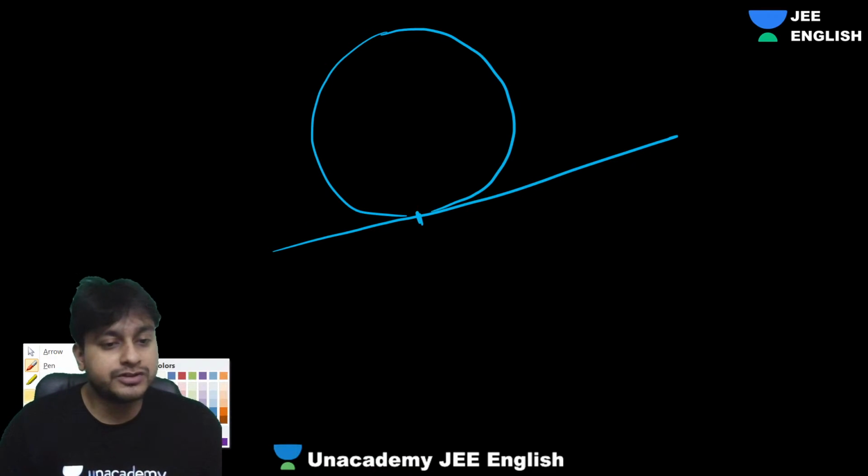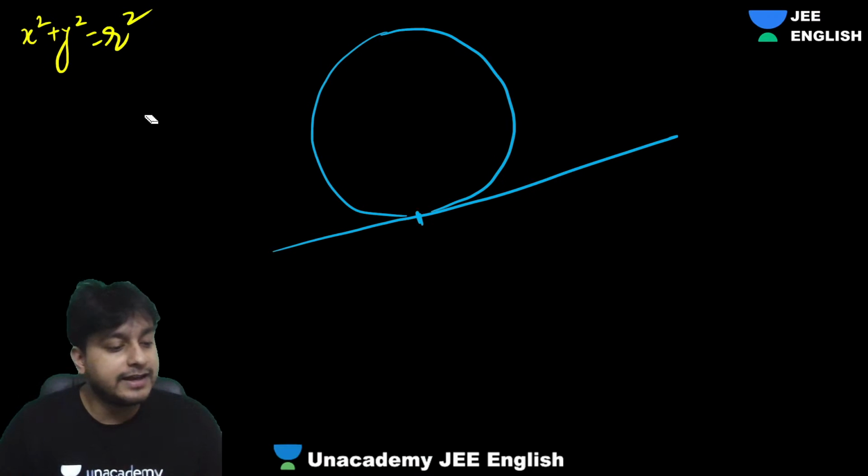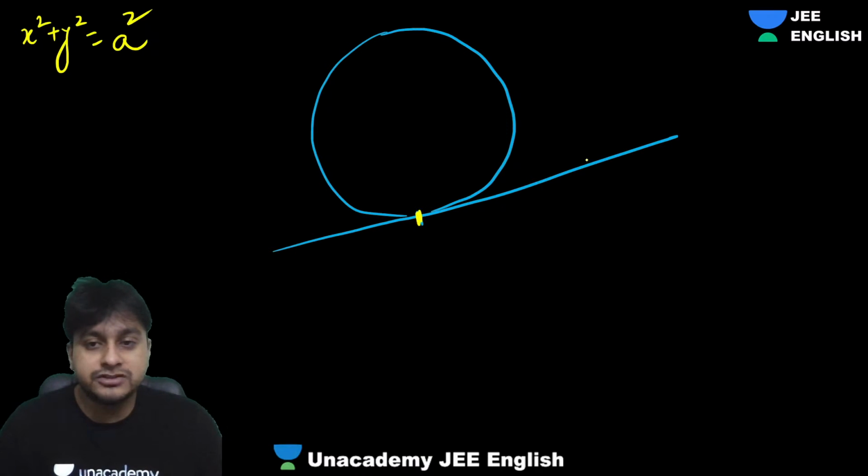So guys, what is the question here? Let's suppose I've got a circle. I'm deriving for this one, x square plus y square equal to r square, or you can say a square, where a is the radius. Fine, everyone. So guys, this is a tangent. Let's call it y equal to mx plus c.